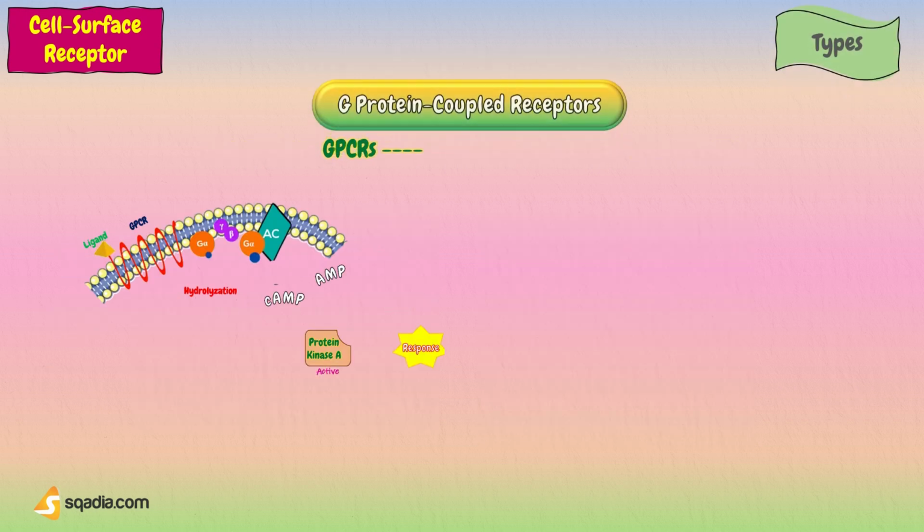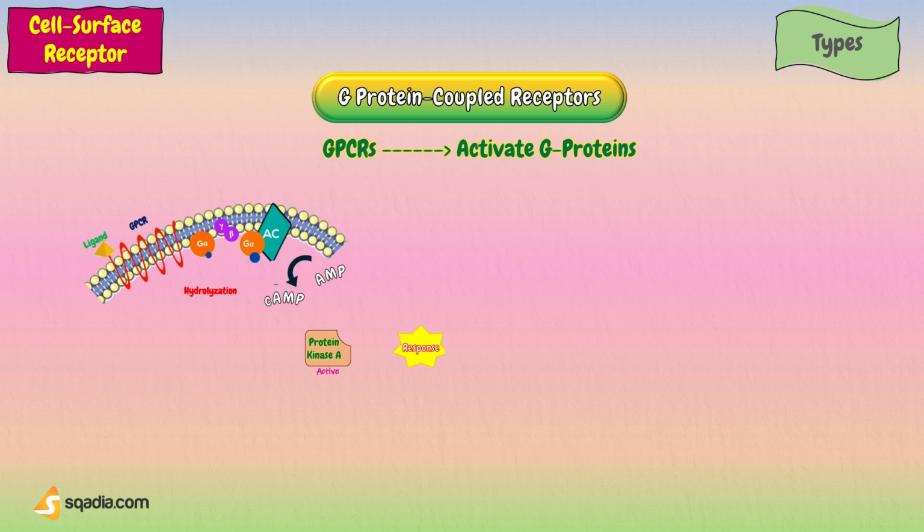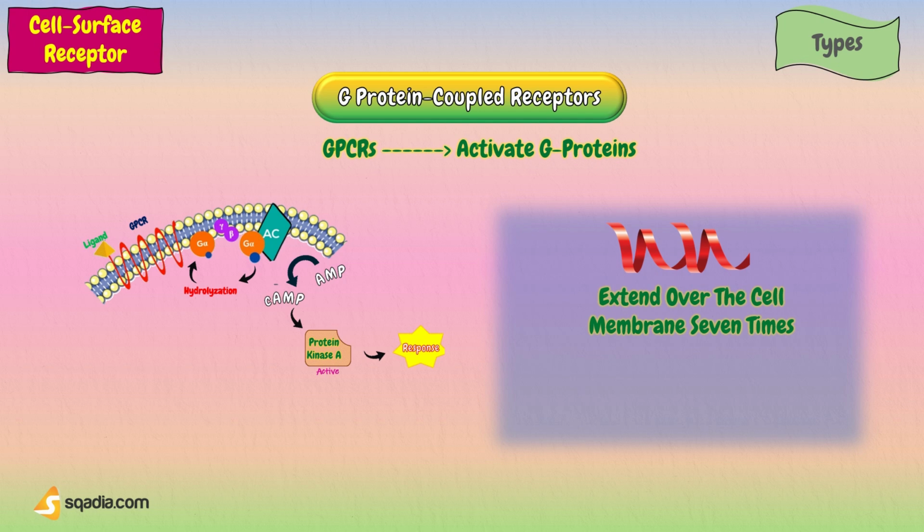G protein-coupled receptors, or GPCR, are a huge family of receptors. These receptors transmit extracellular signal through the activation of GTP-binding proteins, or G proteins. GPCRs are proteins that extend over the cell membrane 7 times. Because of this, they are also called 7-helix receptors, or serpentine receptors.